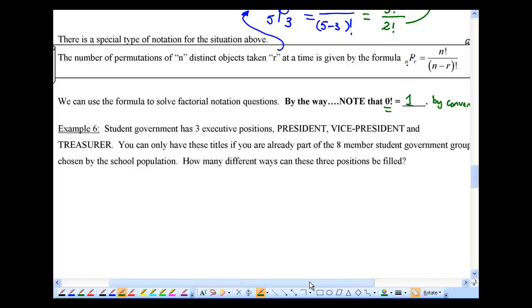Now notice these 3 positions are totally different positions. So if I was chosen as president, that's different than me chosen as vice president or me chosen as treasurer. So once again, this is a permutation. So you should ask yourself, how many objects do I have, or how many people do I have, and how many am I choosing?